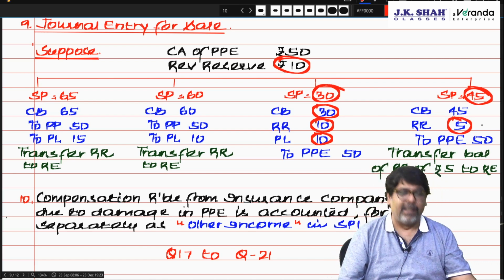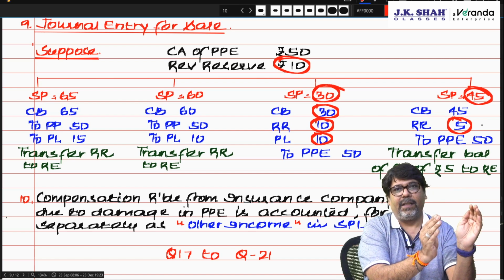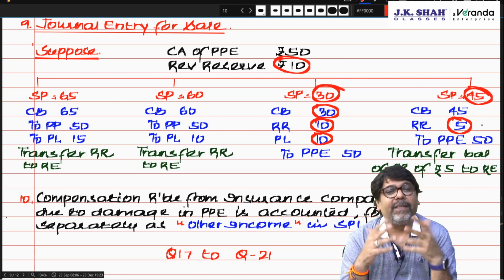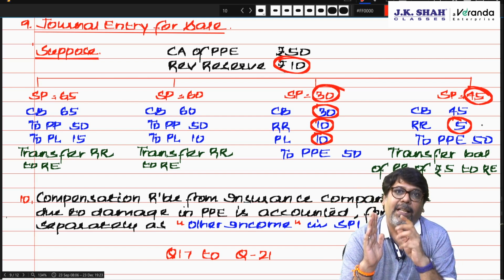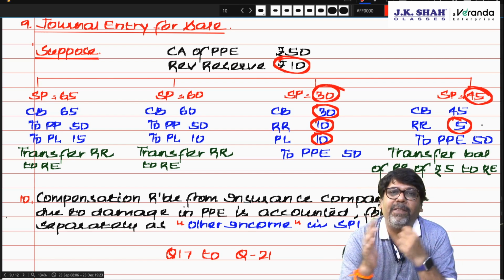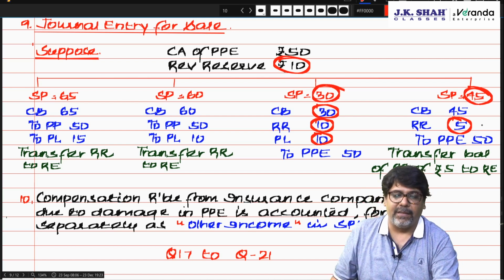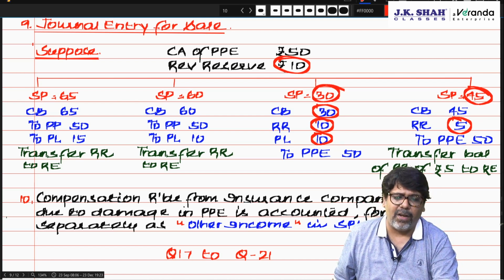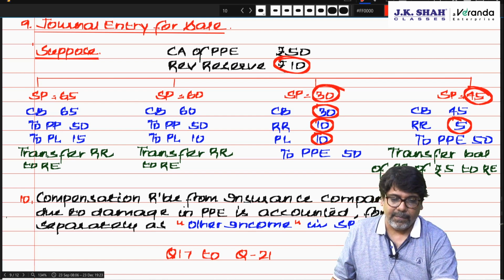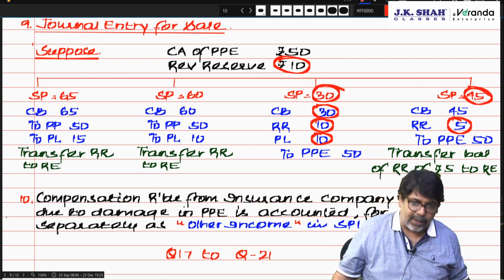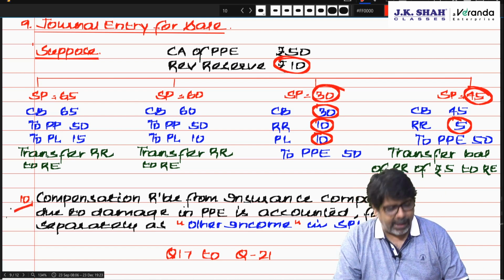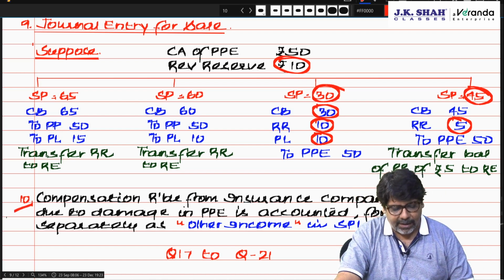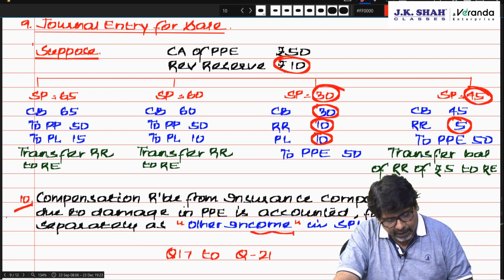So when an asset is sold, revaluation reserve is transferred to retained earnings, because if there is no asset, you don't require revaluation reserve. But if there is a loss while selling the asset, that loss should be first set off against revaluation reserve, chartered. Am I clear? Yes or no? Yes, sir. Correct. Now, this is one note which will help you in theory questions. Compensation receivable from insurance company due to damage in PPE is accounted separately as other income in SPL.